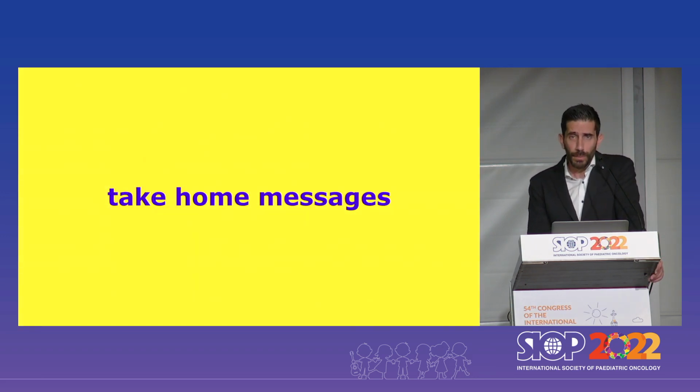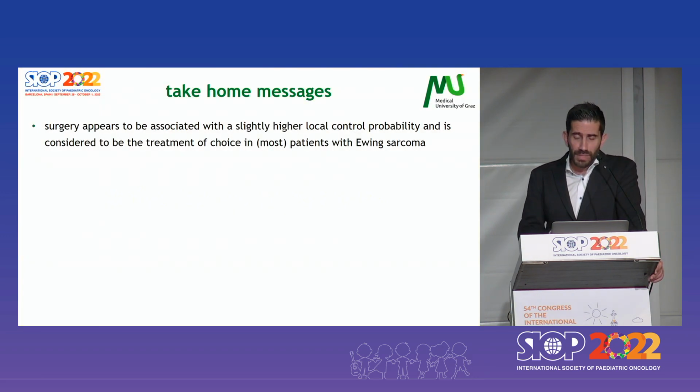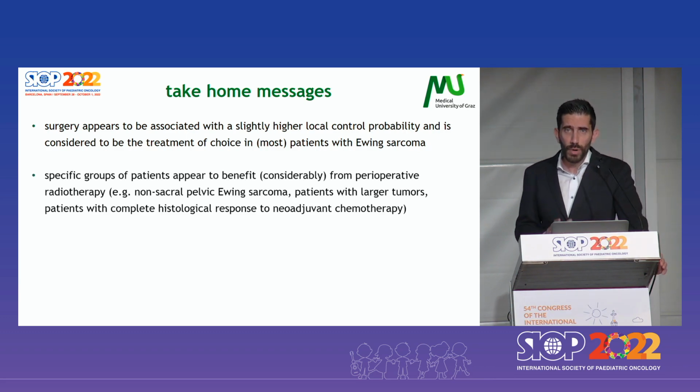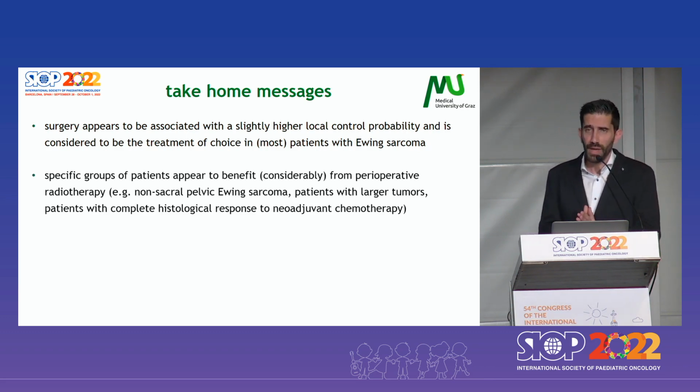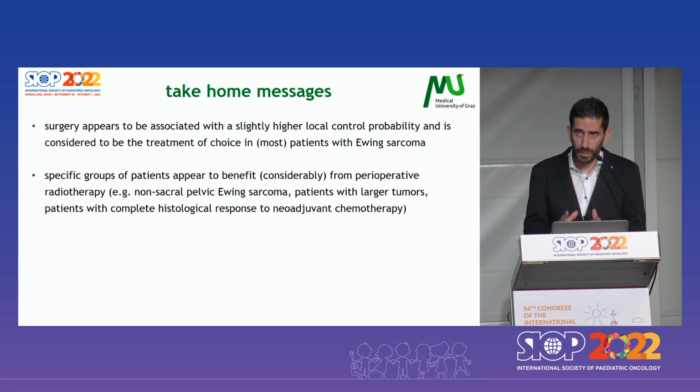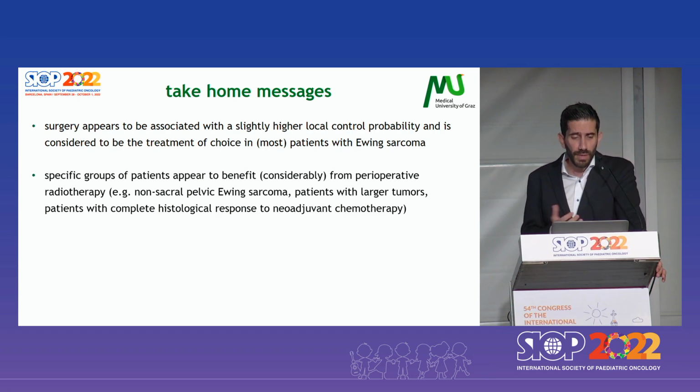So, to conclude, at the moment, surgery appears to be associated with a slightly higher local control probability, and at least in Europe, it's considered to be the treatment of choice in most patients with Ewing sarcoma. However, we also have seen that there is a specific group of patients who appear to benefit considerably in some cases from perioperative radiotherapy, such as in non-sacral pelvic Ewing sarcoma, patients with larger tumors, or patients with complete histological response to neoadjuvant chemotherapy.